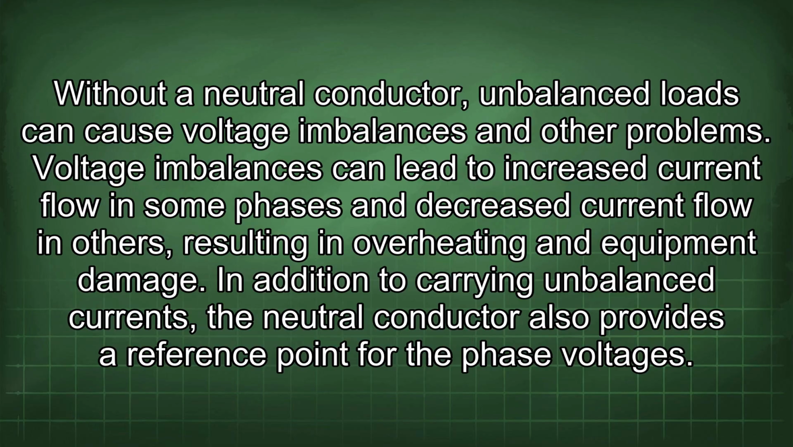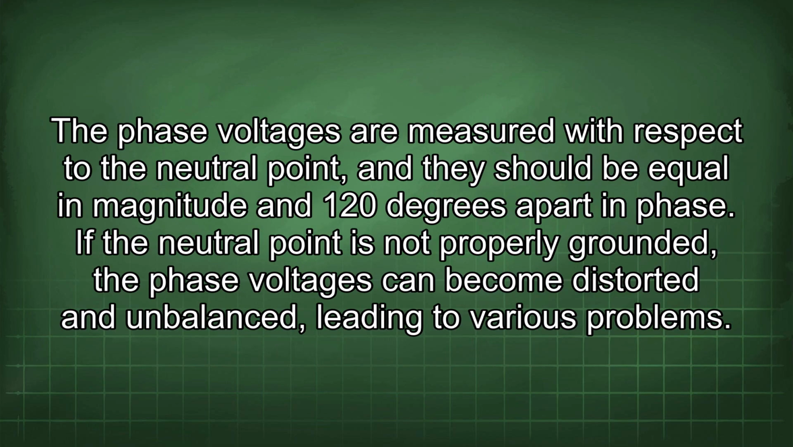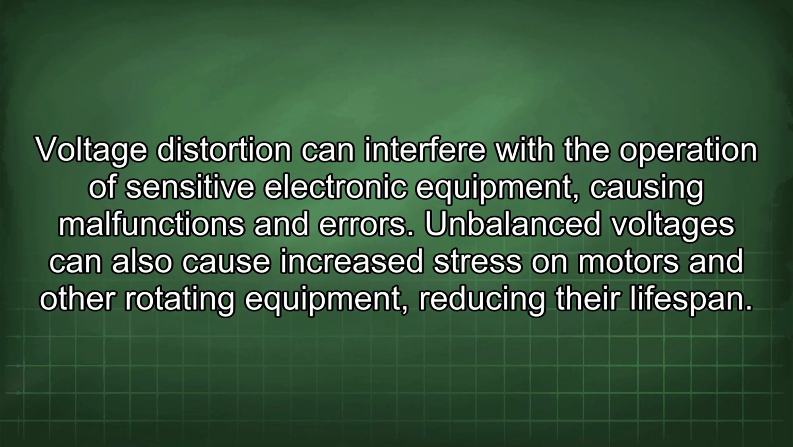In addition to carrying unbalanced currents, the neutral conductor also provides a reference point for the phase voltages. The phase voltages are measured with respect to the neutral point, and they should be equal in magnitude and 120 degrees apart in phase. If the neutral point is not properly grounded, the phase voltages can become distorted and unbalanced, leading to various problems. Voltage distortion can interfere with the operation of sensitive electronic equipment, causing malfunctions and errors. Imbalanced voltages can also cause increased stress on motors and other rotating equipment, reducing their lifespan.